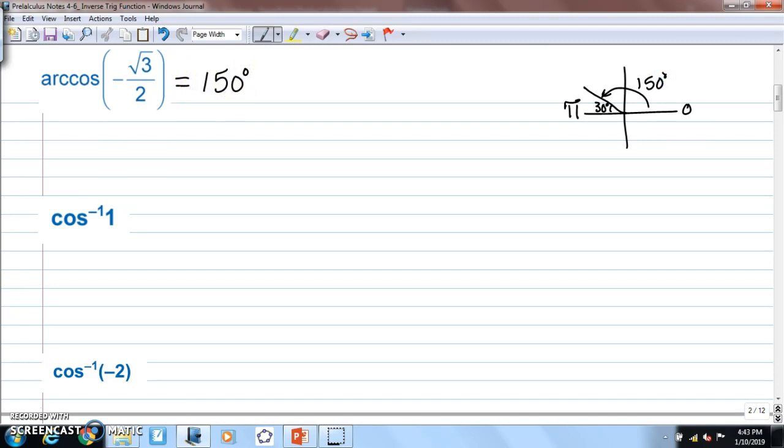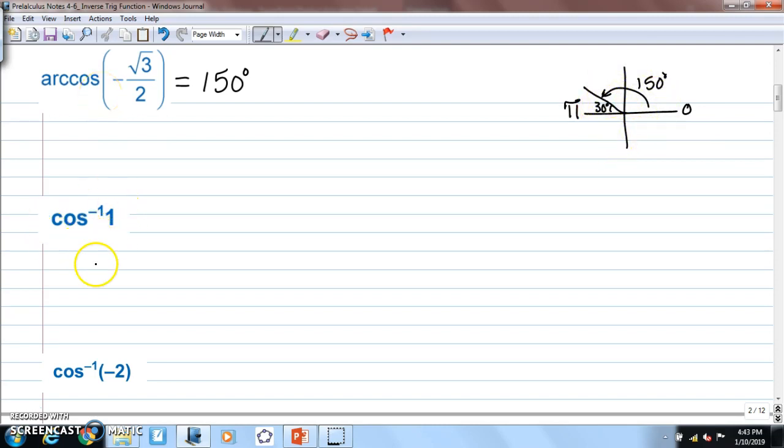So with inverse sine, you can just put a negative in front of it because it's in the fourth quadrant, and so you can just report them as negative angles. You can't do that with inverse cosine. You've got to figure out what your reference angle is and then subtract that from 180 to find what it actually is when it's negative.